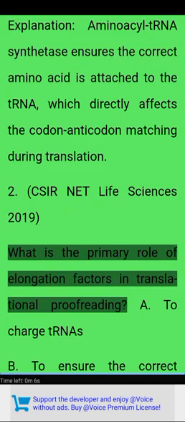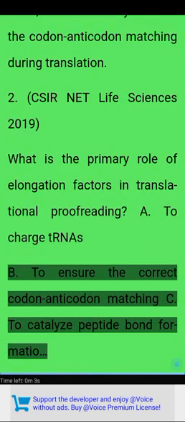2. CSIR-NET Life Sciences 2019. What is the primary role of elongation factors in translational proofreading? A. To charge tRNA. B. To ensure the correct codon-anticodon matching. C. To catalyze peptide bond formation.